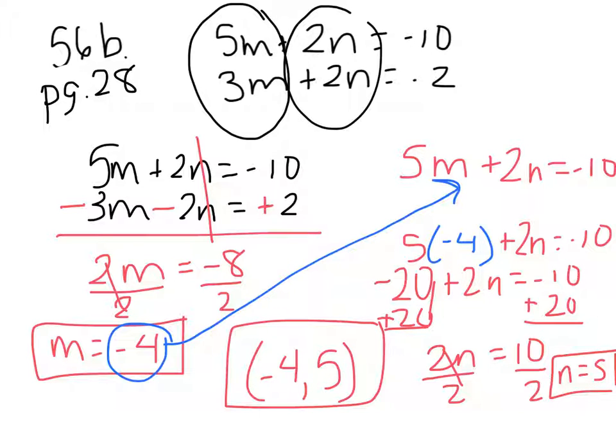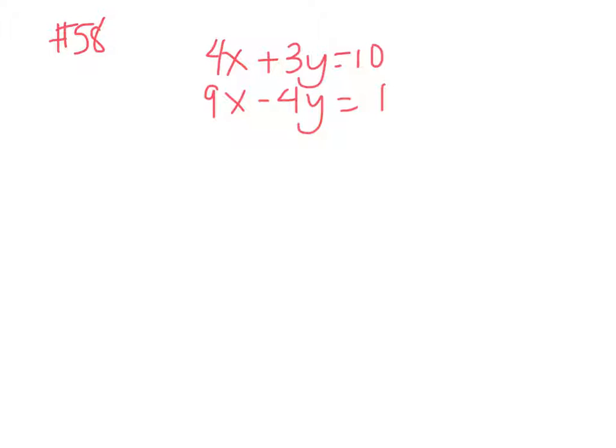So they are eliminating by subtraction. In number 58, we are going to do the same thing. We want to solve for x and for y. But if we look at the problem, we can't add them together and have something cancel out. We also can't subtract them and have something cancel out. So we have to look to see what we could do to modify or change this equation.